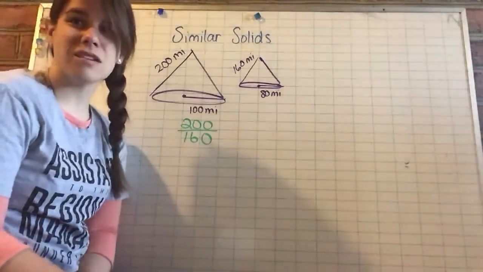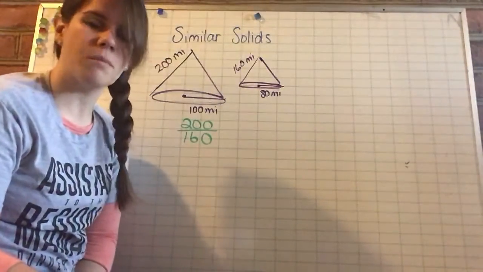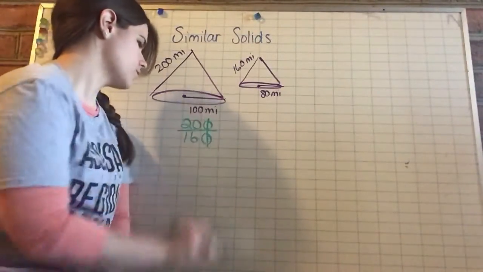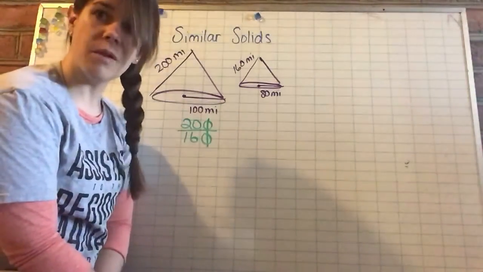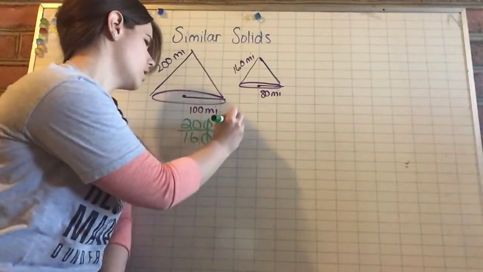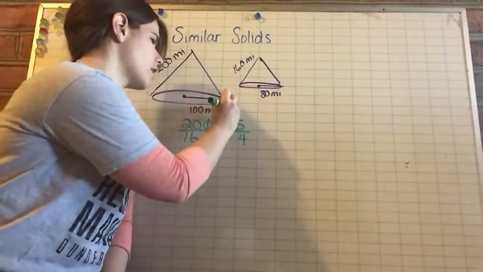Now that is technically my scale factor, but that's very much reducible, so we're going to go ahead and make that as small as possible. And so first of all I can take the zeros away. I can divide both the top and the bottom by 4. And I end up with 5 over 4. And that is my scale factor, okay?